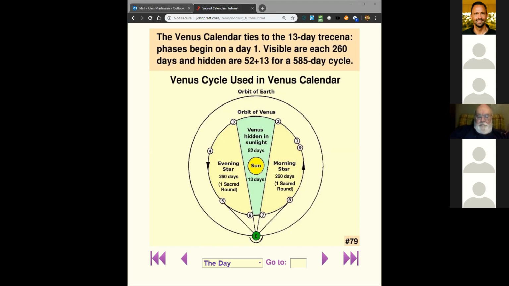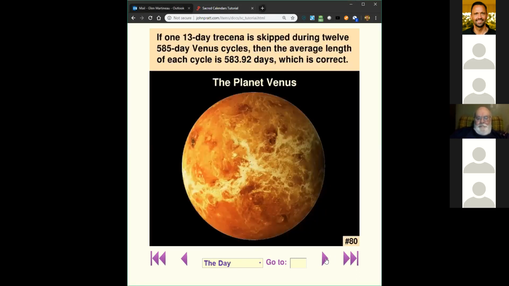So now we're going to see how these phases are named on the calendar. So let's go to the next slide.